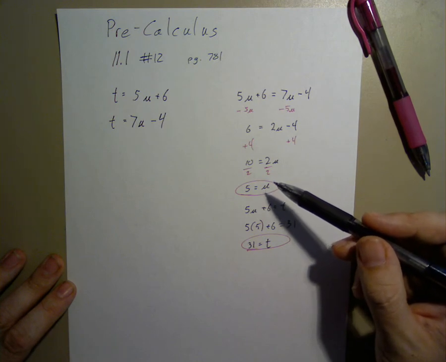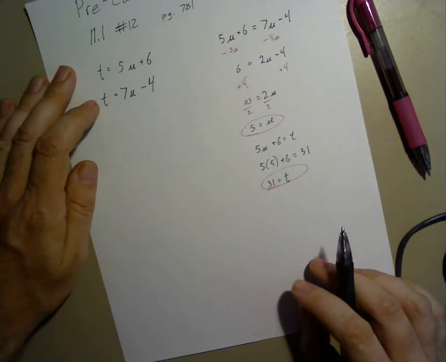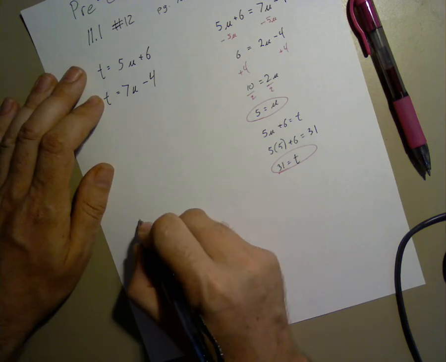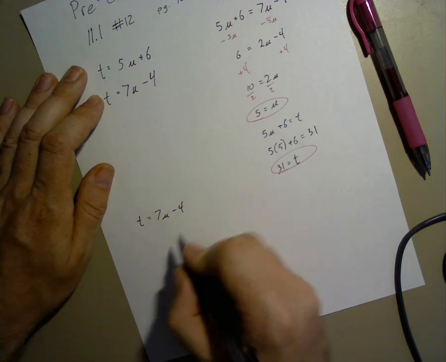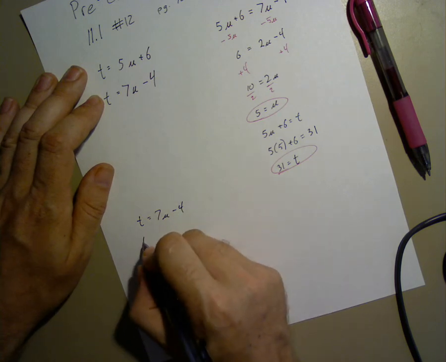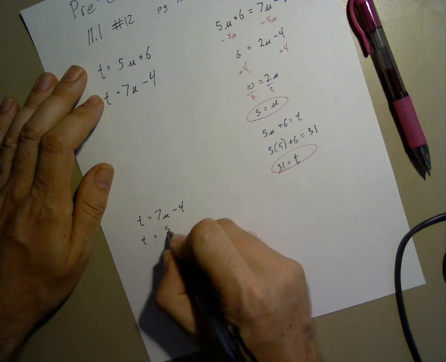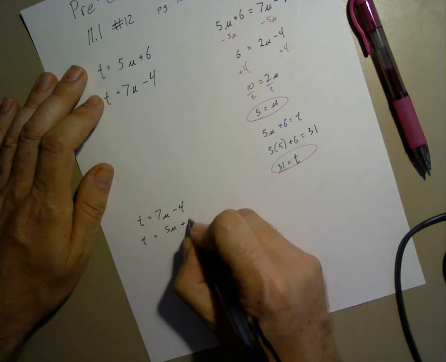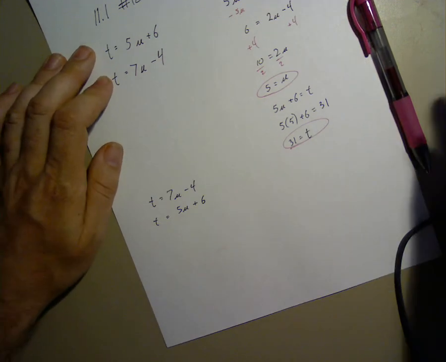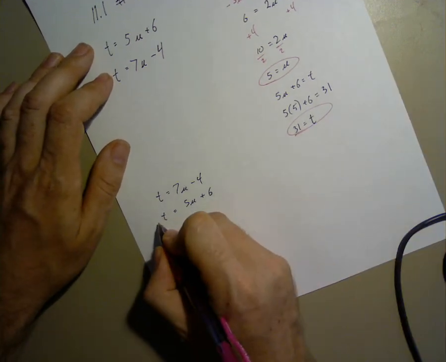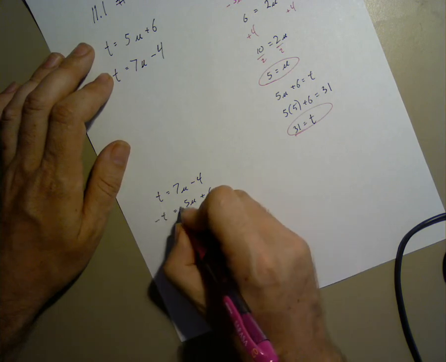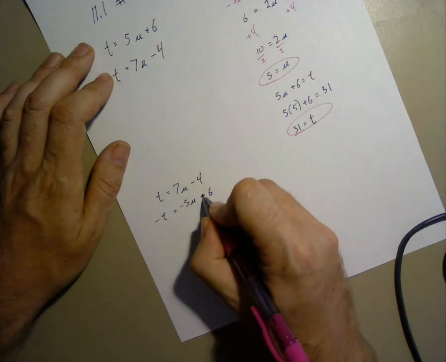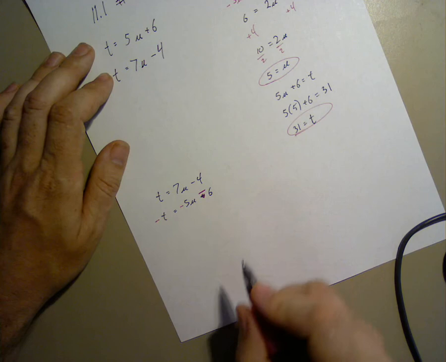We just did substitution. Now I'm going to do elimination. Elimination is very straightforward. We want to write our equations in such a way that we can subtract one from the other. In this case, I'm going to subtract the bottom equation. So I'm going to multiply it times negative 1. You get a negative t, negative 7u. Our minus 4 becomes a plus 4.